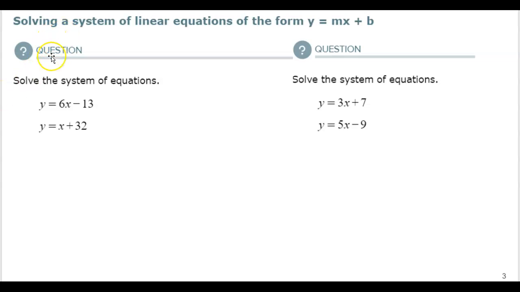The first method is kind of similar to elimination or substitution. I know that y equals 6x minus 13 and y equals x plus 32. That is my system. So this is equation 1 and equation 2. So they make up a system. I know that y is a fair trade for x plus 32. So I'm going to put this into that spot for y.